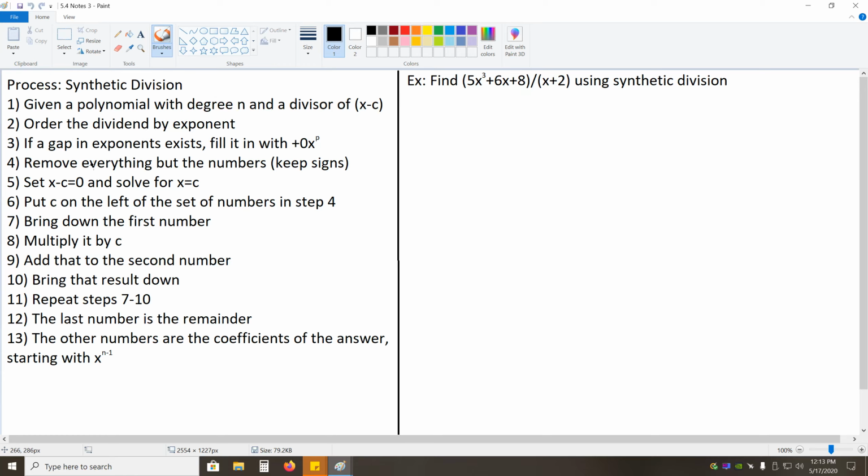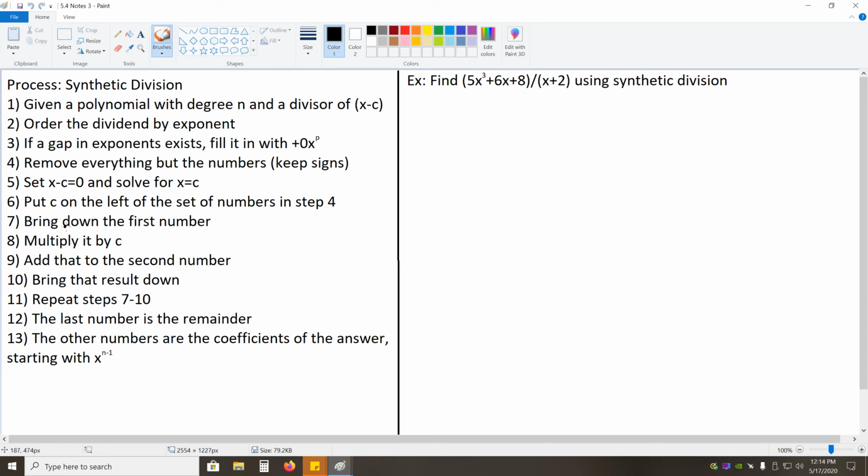At that point, we're going to remove everything but the numbers and their signs. So we're going to remove all the x values, all the exponents. All we care about are the coefficients in front of them. We can then set x minus c, the divisor, equal to 0, and then solve for x. So we'll say x equals c, and when we do this, we'll put c on the left of the set of numbers that we found in step 4 when we removed all of the x's.